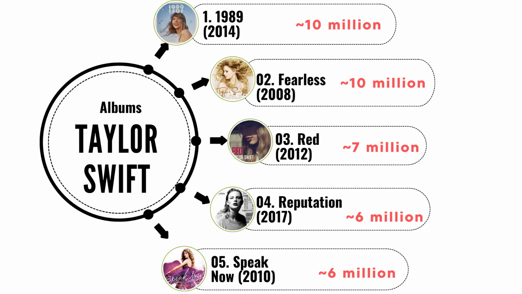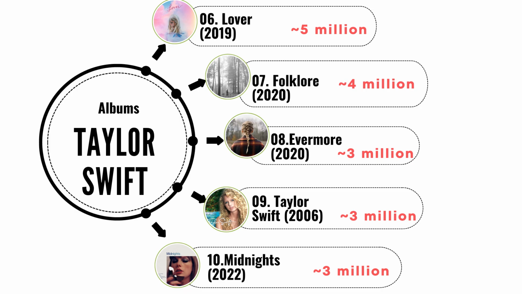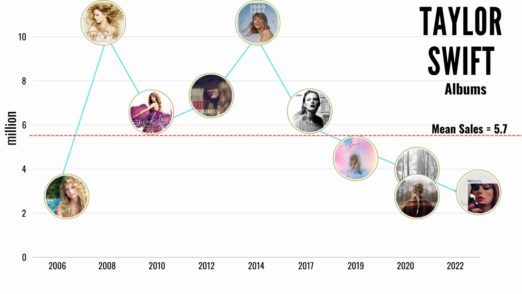All right, now that we're line chart experts, let's take a look at this cool chart about Taylor Swift album sales and learn how to draw insights. Here we have a line chart showing Taylor Swift's album sales from 2006 to 2022. Each point represents an album release, and the sales are shown in millions.